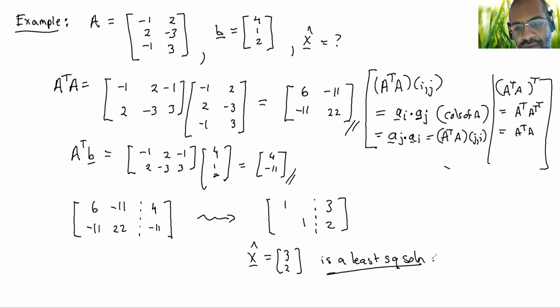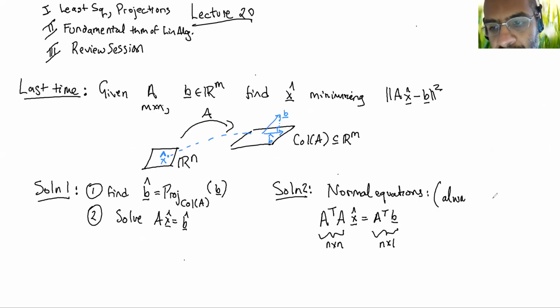And in particular, the normal equations are always consistent. The reason is the least squares solution always exists, right? It's a minimization problem. There's always some x hat that minimizes this quantity. And such an x hat always satisfies the normal equations. So the normal equations always have a solution. So it's a special type of linear system that's always consistent.